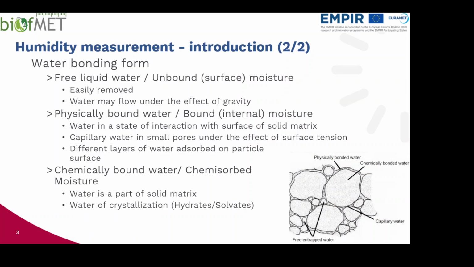Chemically bound water: this type of water is bound to the solid matrix through chemical bonds, such as covalent bonds or ionic bonds. These bonds are the strongest type of bond and require significant energy to break. We may also identify this type of bond as the water of crystallization, for example, in hydrates or solvates. The strength of the bond increases from free water to chemically bound water, depending on the type of bond formed.